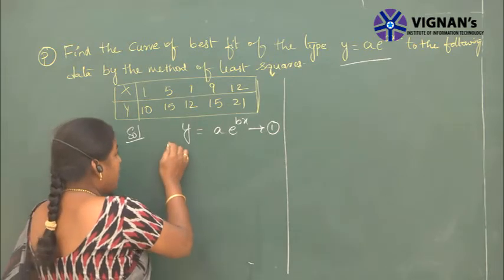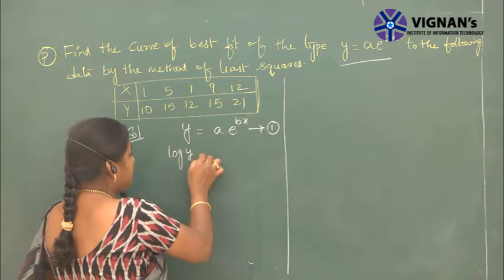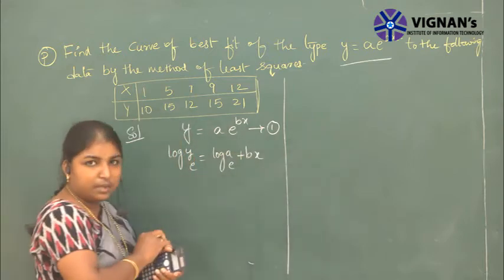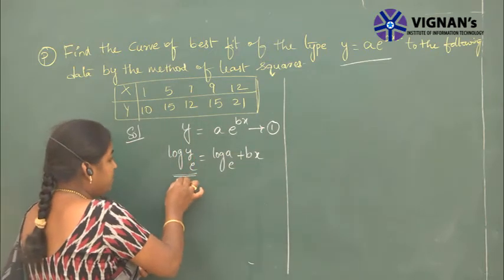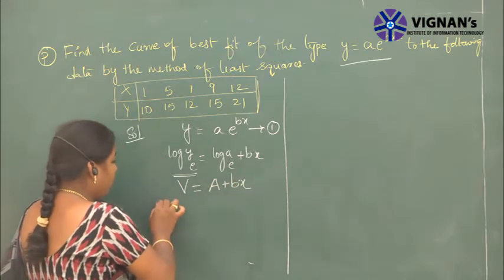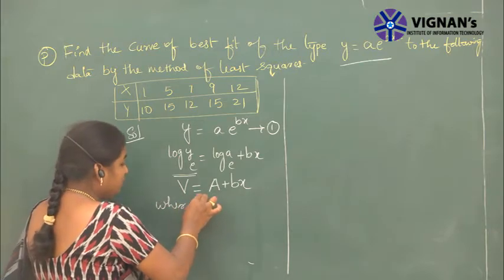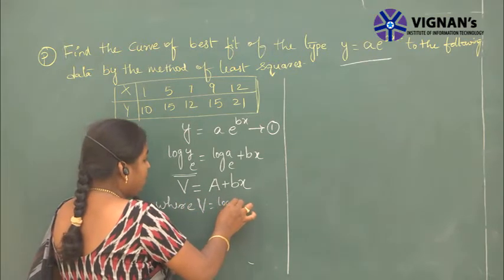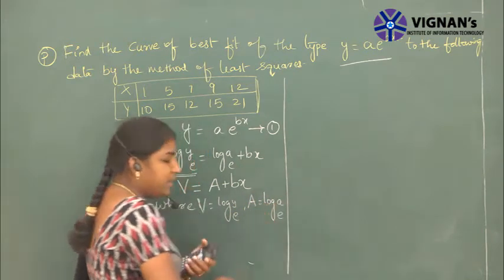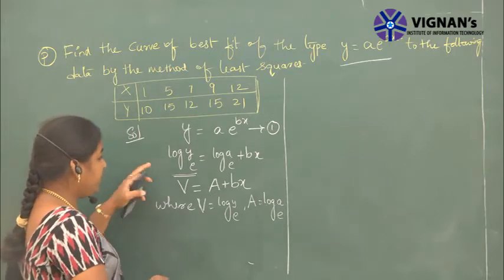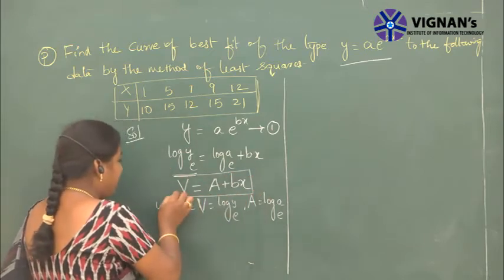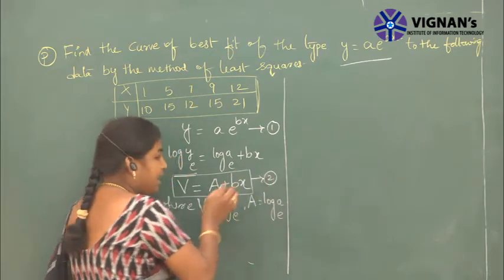So now taking logarithm, we get log y base e is equal to log a base e plus bx. This log y base e can be written as capital V is equal to capital A plus bx, where capital V is equal to log y base e and capital A is equal to log small a base e. So now this equation can be written as V equal to A plus Bx, which is a straight line equation.